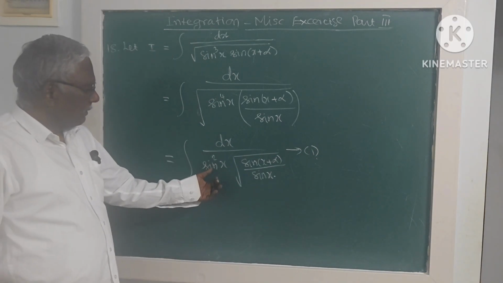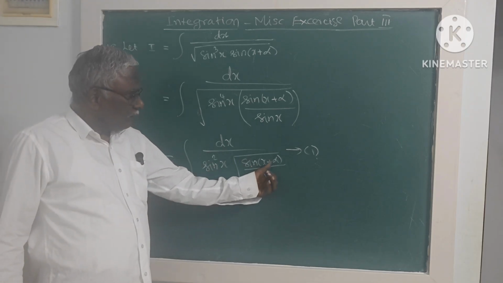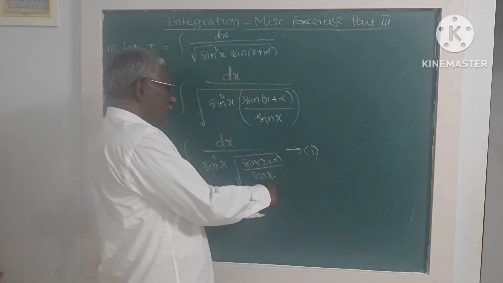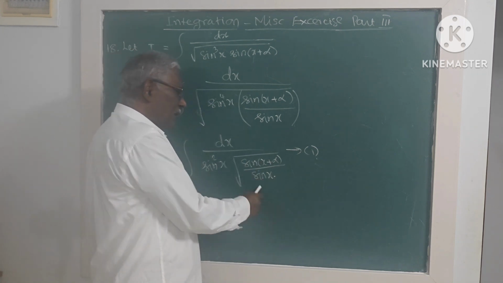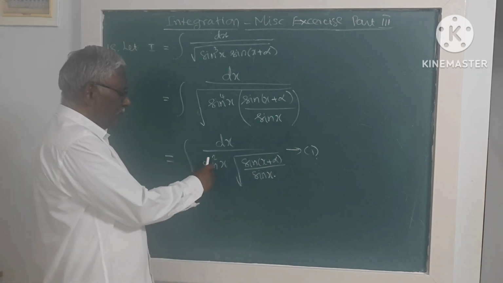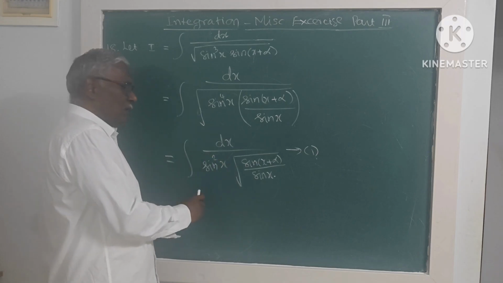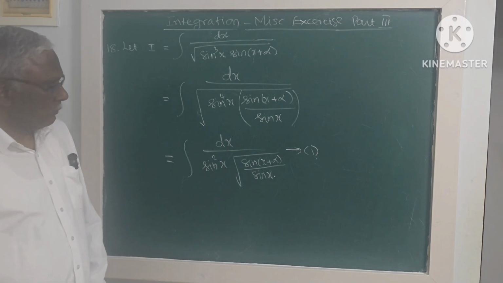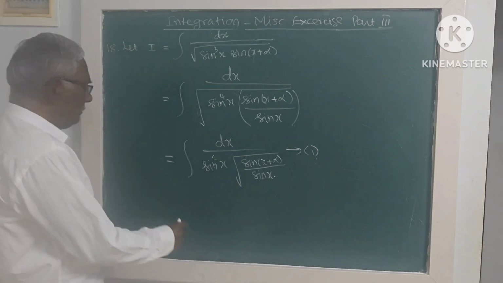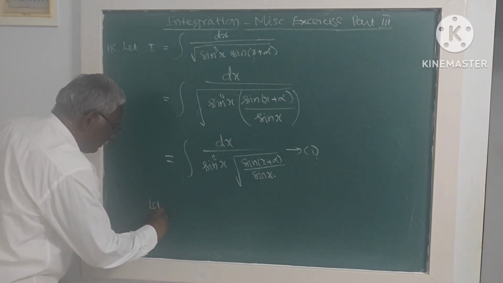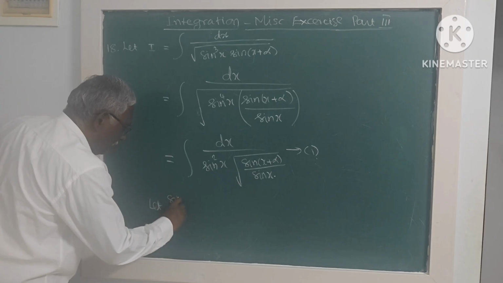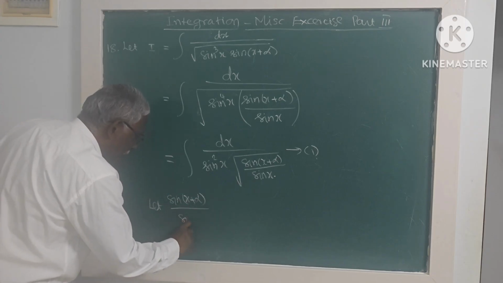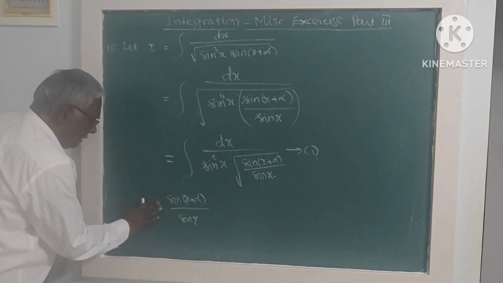Why we are taking like this? If we take sine of x plus alpha by sine x as y, and if we differentiate, the denominator sine square x will come. So here denominator sine square x is there. So we have to see whether this will become part of dy. So let sine of x plus alpha by sine x be equal to y.